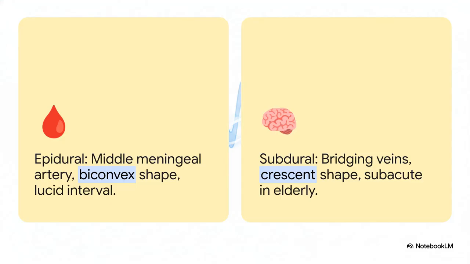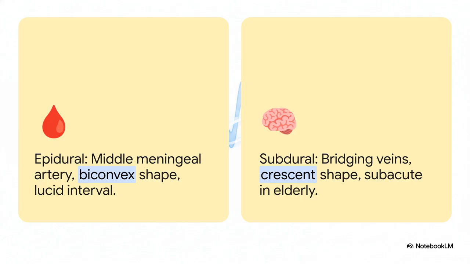Okay, so look at the stark biomechanical contrast between these two pathologies. We're talking about high-pressure arterial lacerations on one hand versus low-pressure venous ruptures on the other. It's not just basic anatomy, right? It's really about the velocity of deterioration.